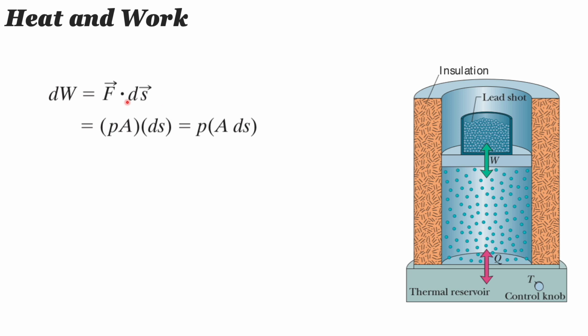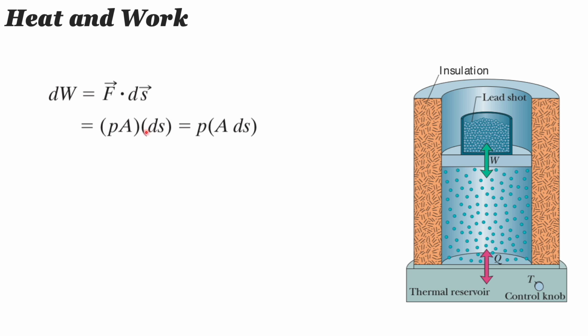The theta is 0 because force and the displacement, when the gas was pushing from the bottom and the piston was moving upwards, were in the same direction, meaning the angle was 0 and cos of 0 is 1. Therefore F dot ds will be equal to F times ds times 1, right? So F is replaced with pressure times area.